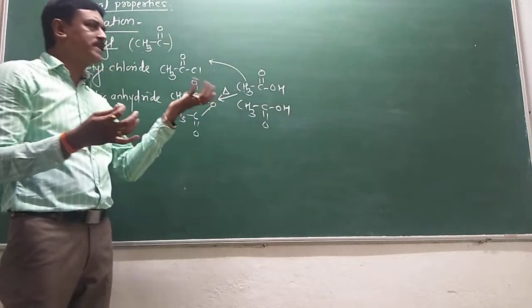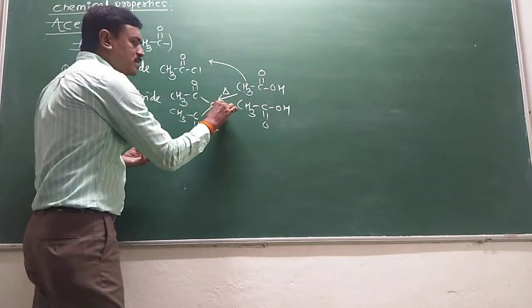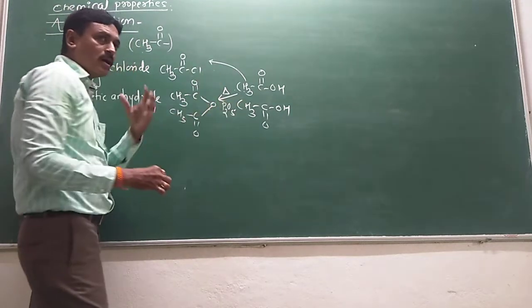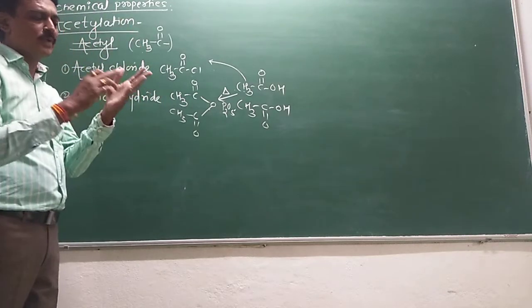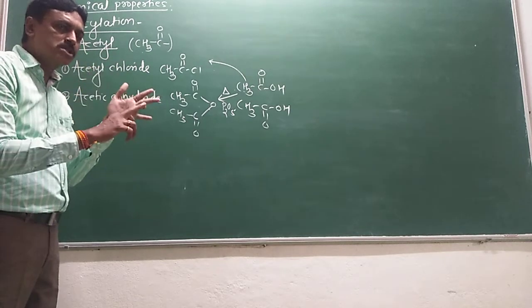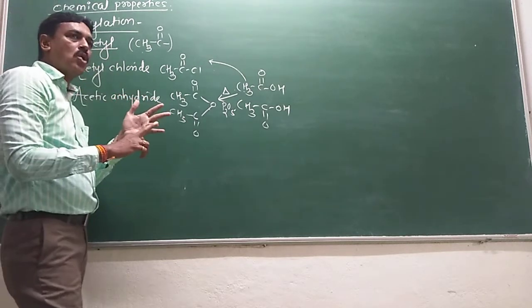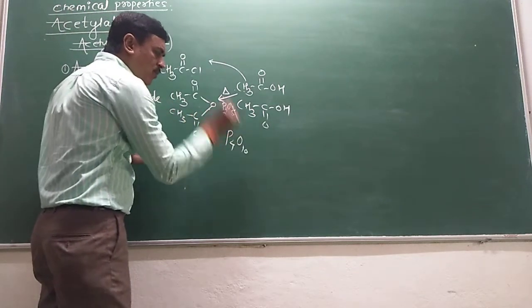But for this purpose, a different type of dehydrating agent is used, which is P2O5. In inorganic chemistry, in the periodic table, in the 15th group, there are nitrogen, phosphorus, arsenic, antimony, bismuth, in which phosphorus has oxides, and these oxides can also be written as P4O10.